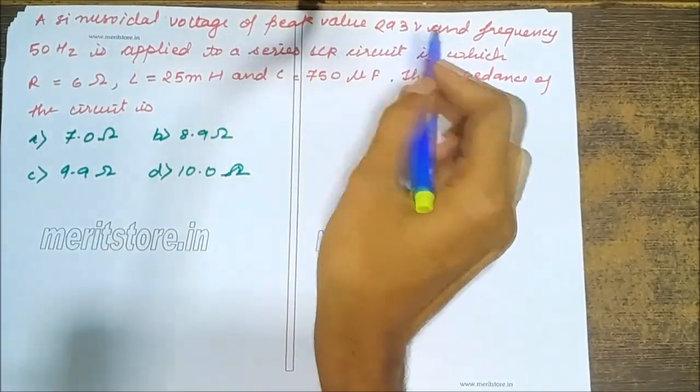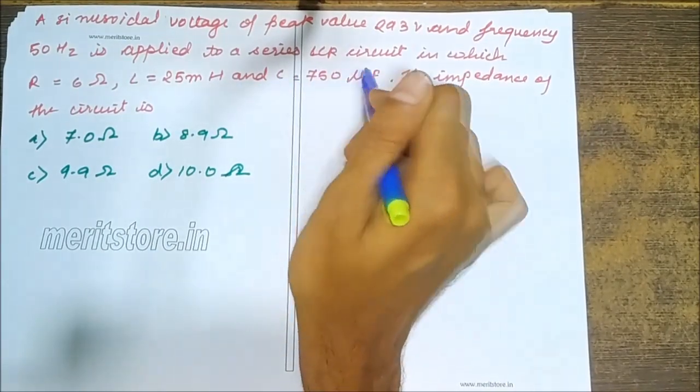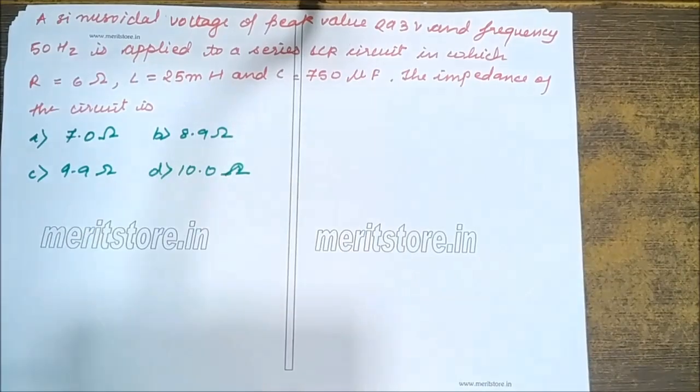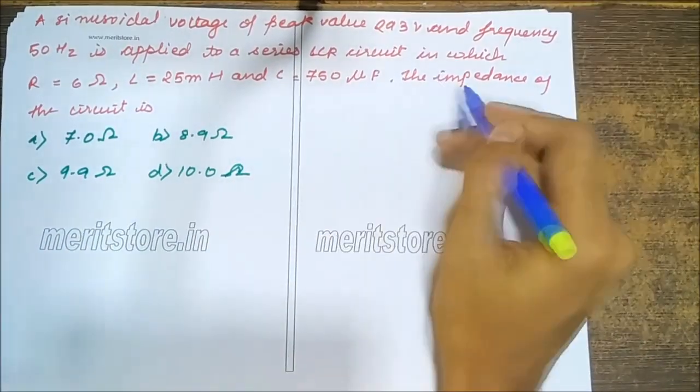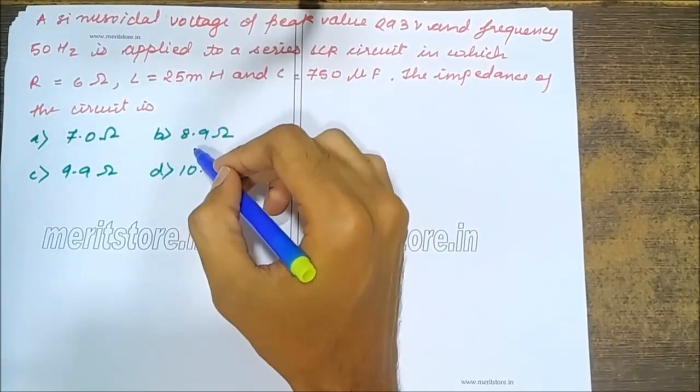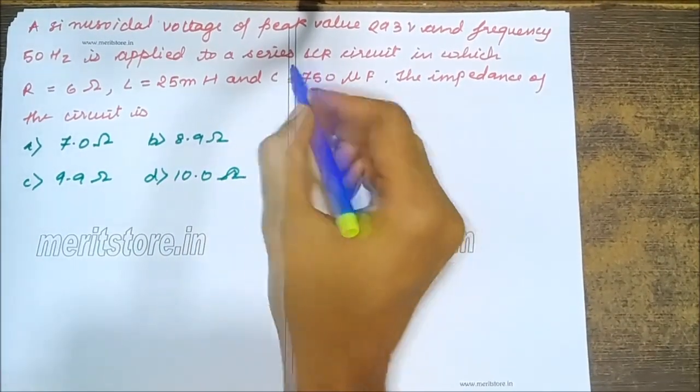A sinusoidal voltage of peak value 293 volts and frequency 50 Hz is applied to an LCR circuit in which R is 6 ohms, L is 25 millihenry, and C is 750 microfarad. The impedance of the circuit is 7.0, 8.9, 9.9, or 10.0 ohms.